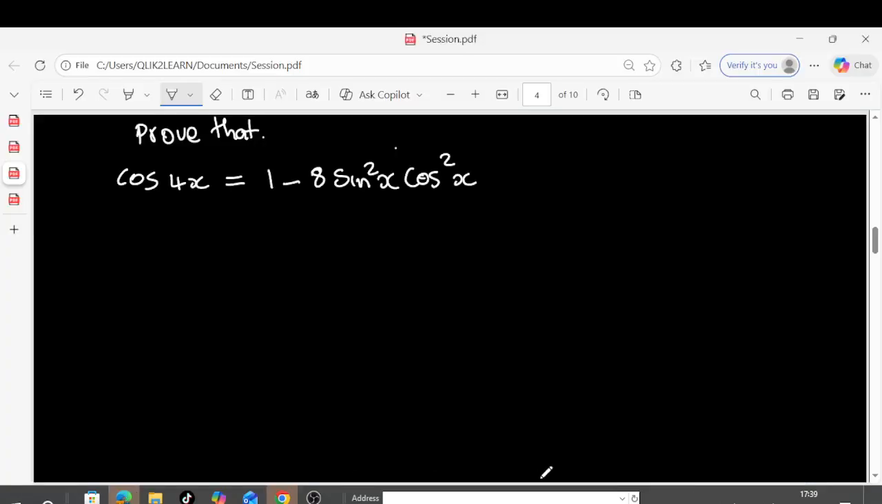Okay, tell me, how can we prove that cos 4x is equal to 1 minus 8 sine squared x cos squared x? The right hand side? Everyone is saying that the right hand side is complicated.